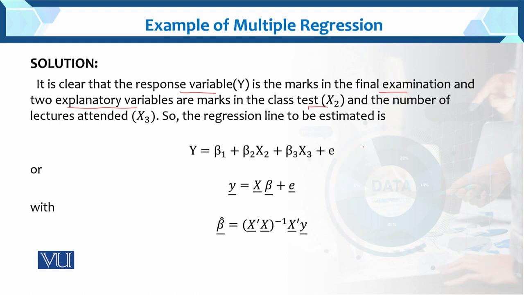So the regression line to be estimated is this. This is the Y. Y is the dependent variable: beta 1 plus beta 2 X2 plus beta 3 X3. Basically yahan pe hamare paas hai Y aur main is tarah bhi Y ko keh sakti hoon, Y which is equals to beta 0 plus beta 1 X1 plus beta 2 X2 and plus the error term, jisko hum epsilon kehte hain.